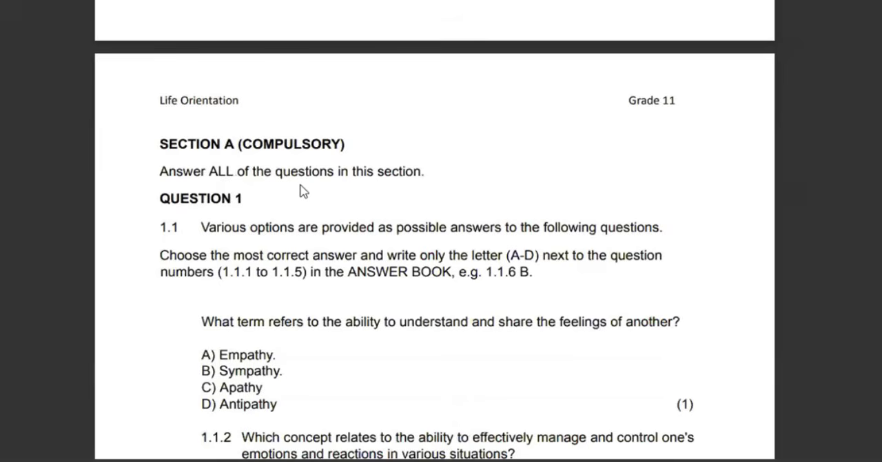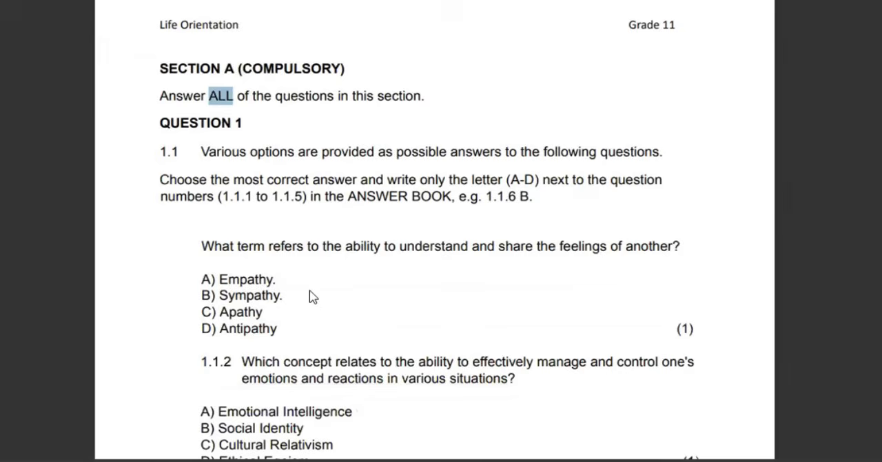So I'm going to take you through the first section, which is compulsory. That is section A. You are required to answer all questions in that particular section. All questions are required to be answered. Various options are provided as possible answers to the following questions. Choose the most correct answer and write only the letter A to D next to the question number 1.1.1 to 1.1.5 in the answer book.